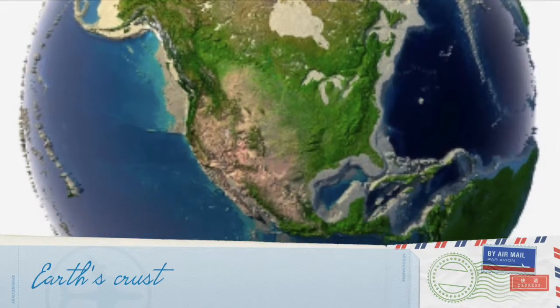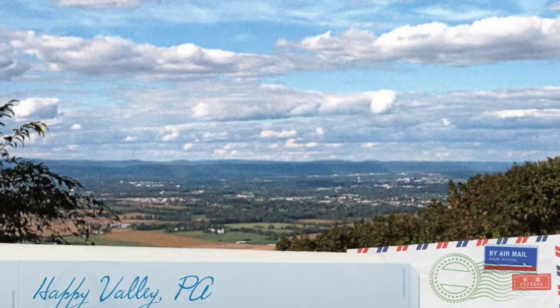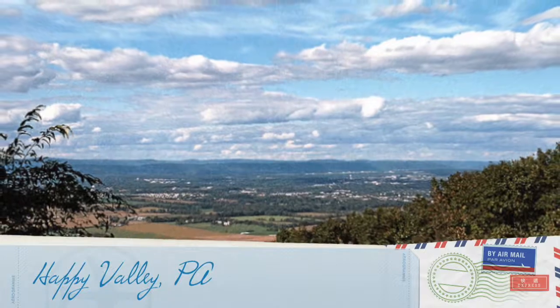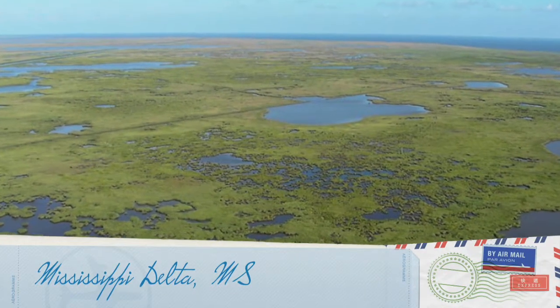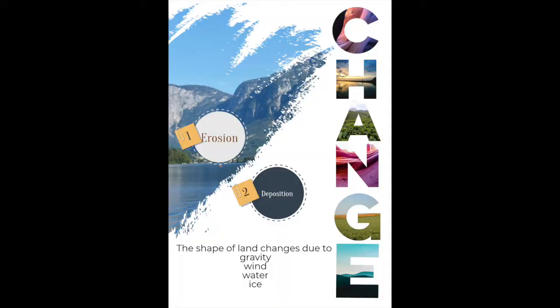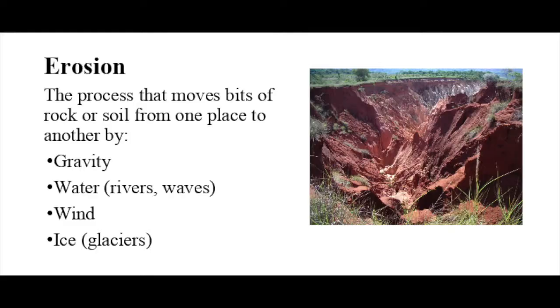Earth as we know it, the Grand Canyon, the arches of Utah, Happy Valley of Pennsylvania, all formed by erosion. The Mississippi Delta, deposition of sediments from the mighty Mississippi River. Land builds up and wears down. We learn that the unique and beautiful features of our landscape are shaped through erosion and deposition.